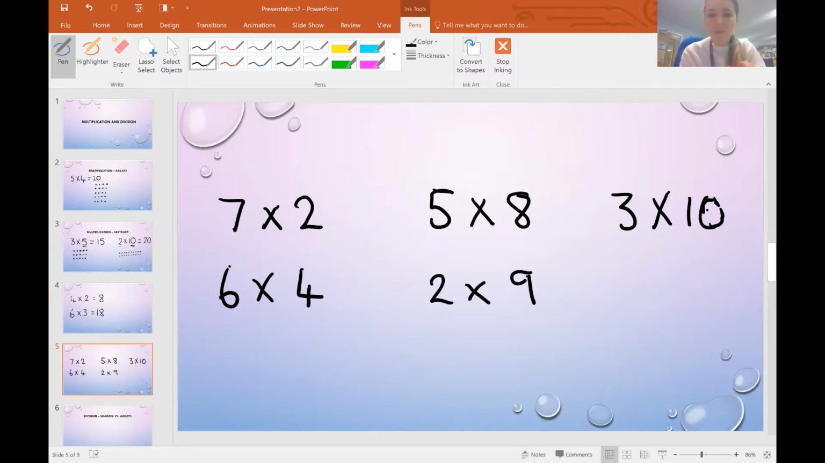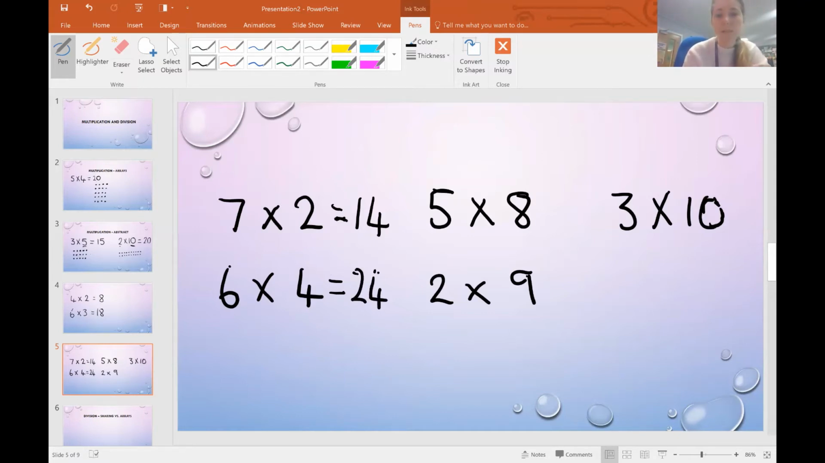Have you done that? Well done. So you should have got 7 times 2. Let's count in 2s 7 times. 2, 4, 6, 8, 10, 12, 14. 7 times 2 is 14. Okay. 6 times 4. So we're counting in 4s 6 times. 4, 8, 12, 16, 20, 24.